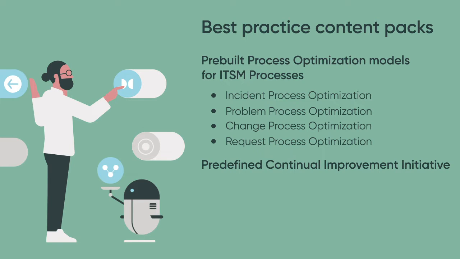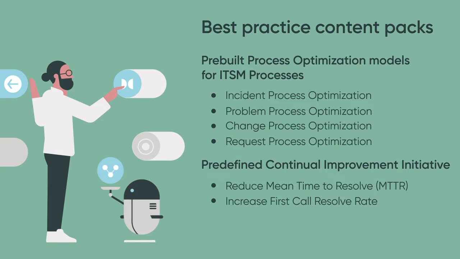The second starting point provides predefined continual improvement initiatives for three common areas of need: reducing mean time to resolve, increasing first call response rate, and improving customer satisfaction. Let's take a closer look.